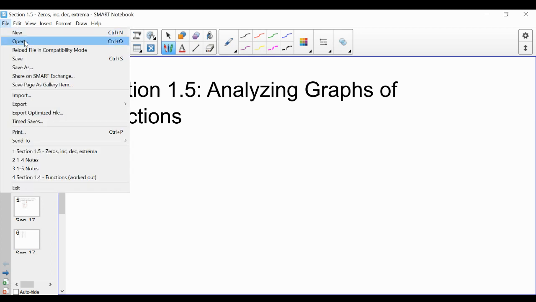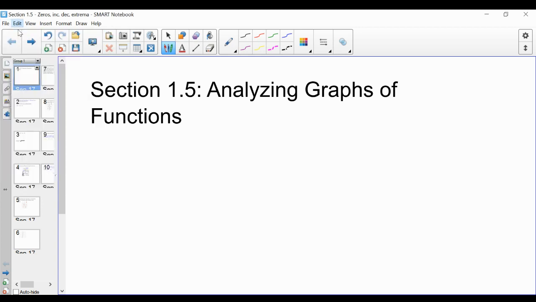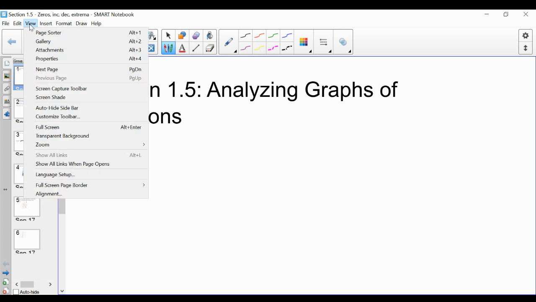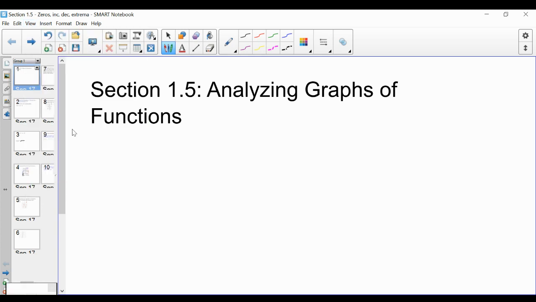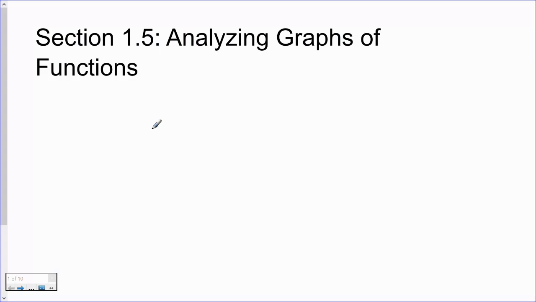All righty, we're going to talk about section 1.5. A lot to get to here, so we'll have to kind of talk and get through it. But we're analyzing graphs of functions.